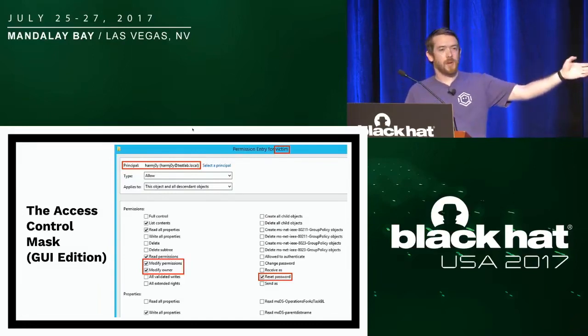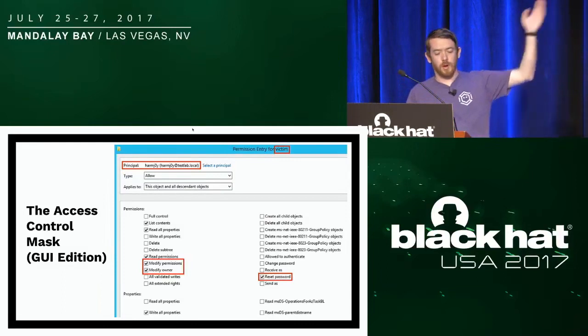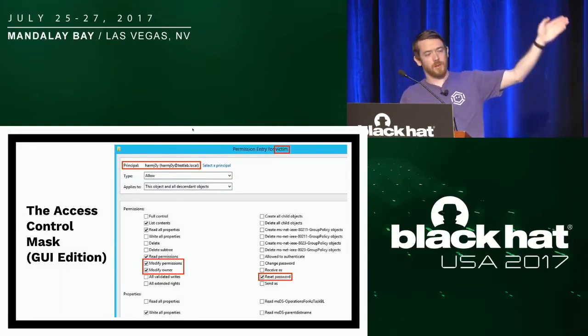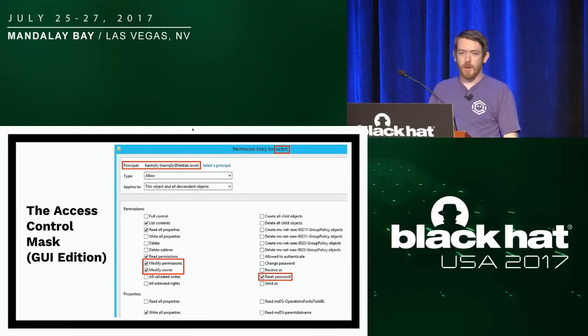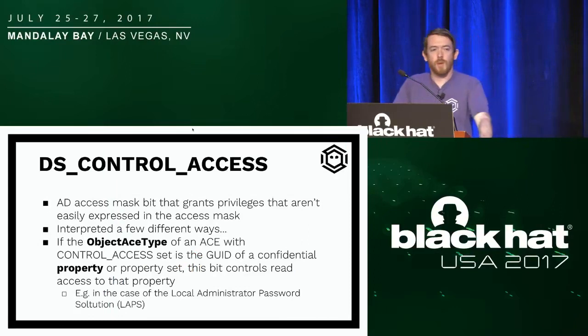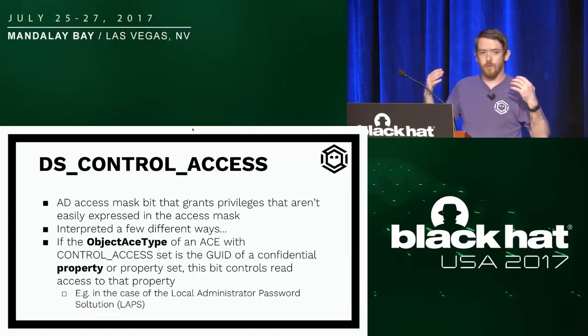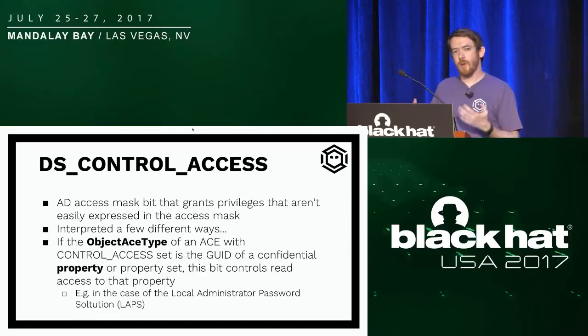In ADUC, Active Directory Users and Computers, this is what it looks like. So the harmj0y user, the principal, that'd be stored in the SID. The object itself is victim. And the rights here are that they have modify permissions and modify owner. There's one bit in the access mask we definitely care about. It's DS control access. It is a bit in the access mask that is used to demonstrate privileges that aren't easily expressed already in the access mask. So it's a way to extend how you can actually define this stuff.